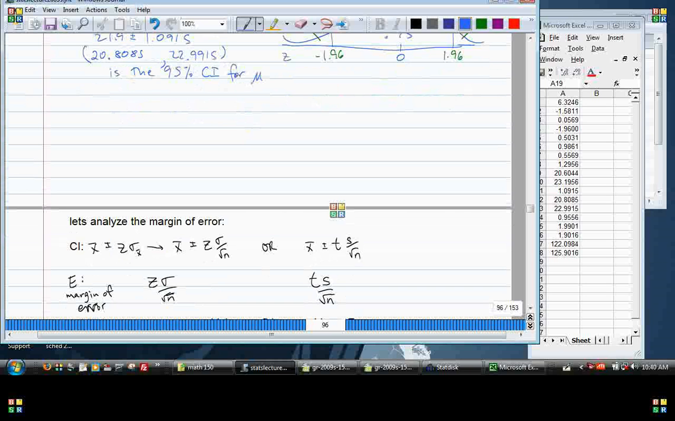And if you have a t distribution, how do you find it? Exactly. It becomes t times s divided by the square root of n. So E is the margin of error, because E stands for error in this case. I'm about to say something important about it, which is the last thing I'll say today.